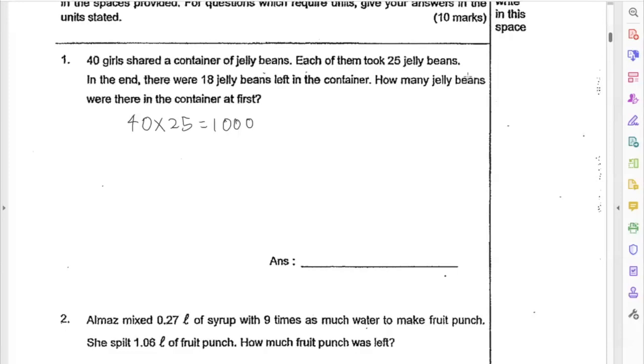So the 40 girls took 1,000 jelly beans from our container, and inside the container, there are still 18 jelly beans left. So altogether, at first, inside the container, there are 1,000 plus 18. This 18 is what is left in the container after the 40 girls took out 1,000. So the answer is 1018. Okay, let's go on to the next question.